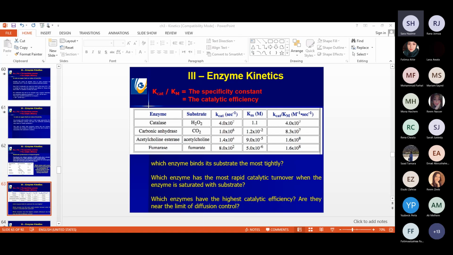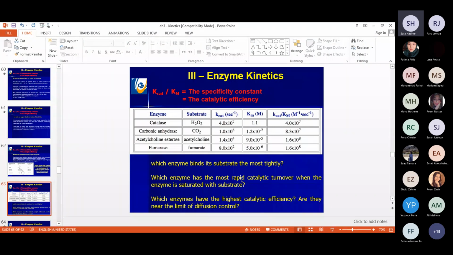Emilia? Catalase. Why? The highest K catalytic. So the most rapid catalytic turnover. The highest K catalytic, so it has the rapid catalytic turnover, which is 4 times 10 to the 7. Bravo. Now, we said that the enzyme that will bind its substrate the most tightly is fumarase, because it has the lowest value of Km. The one that has the highest catalytic turnover, highest K catalytic, is catalase.